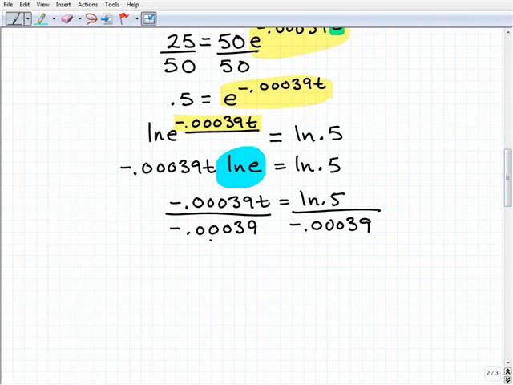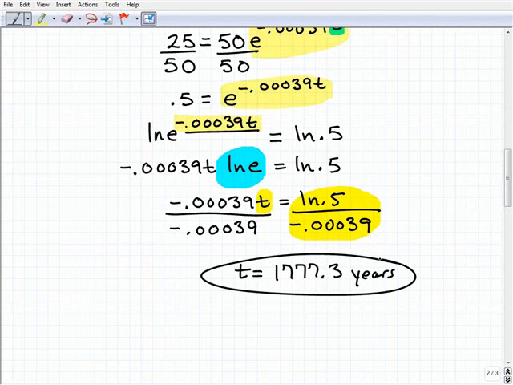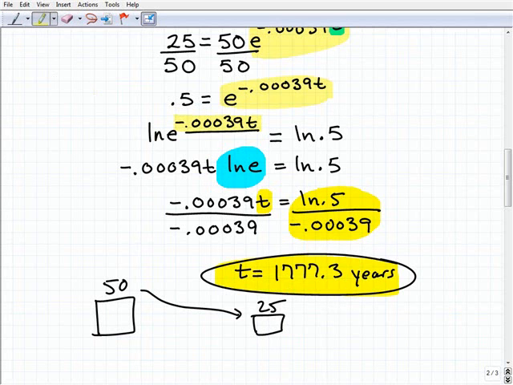All right, so we divided both sides of the equation by this negative 0.00039. And what we need to do now is plug this into our calculator, and we will have solved for t. All right, so we'll just take a moment and do that. Okay, so t, I'm getting 1777.3, and that is what? Okay, that's time in years. So we're talking 1,777 years for 50 grams to dwindle down to 25 grams, and this is, of course, uranium. That's the half-life, right? This is the half-life of uranium.